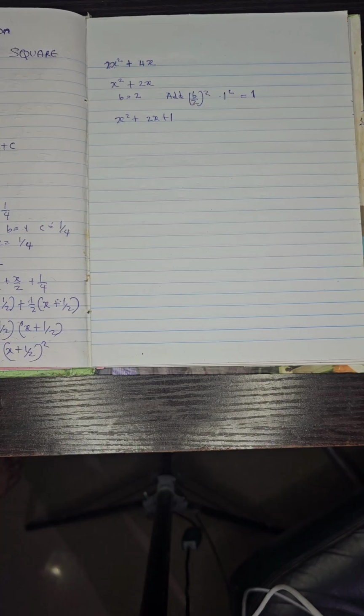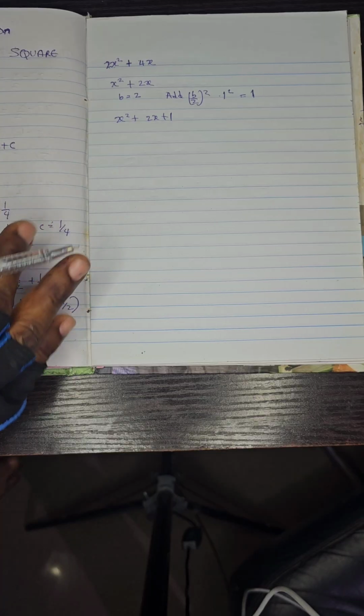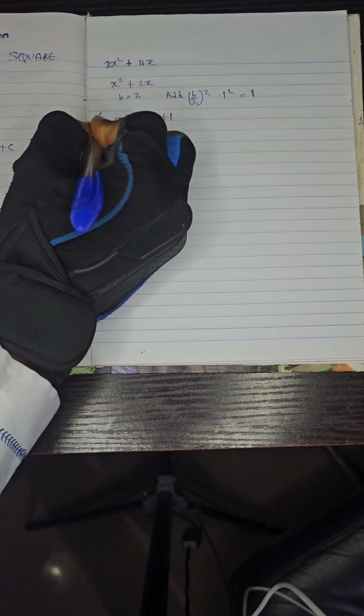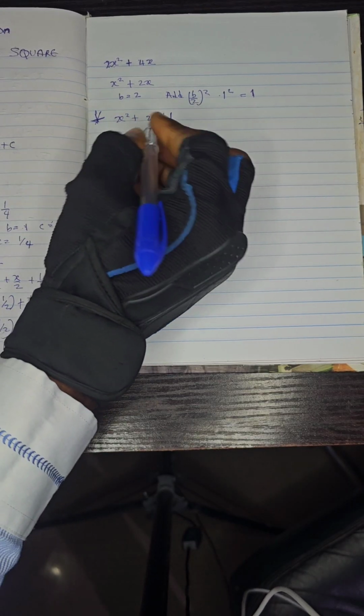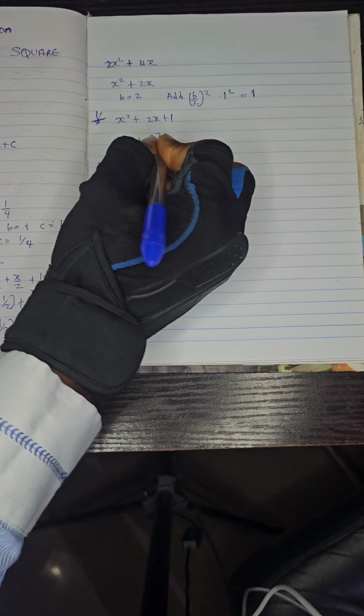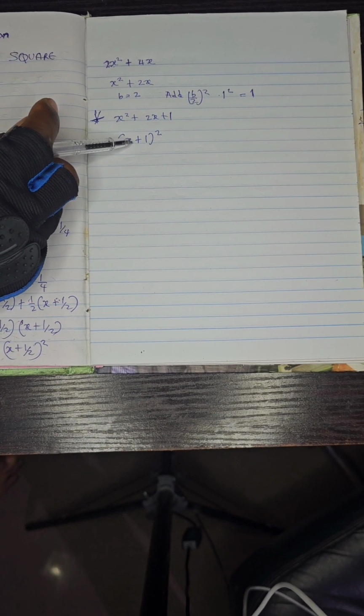Now I'm not going to solve this with the factorization method. Just go to the previous video, you'll see it. I'll also put the link in the description for those who were not here when we did the factorization method. So what are you going to do? If you solve for this, you are going to get x plus 1 all squared. So we've been able to convert this to a perfect square.